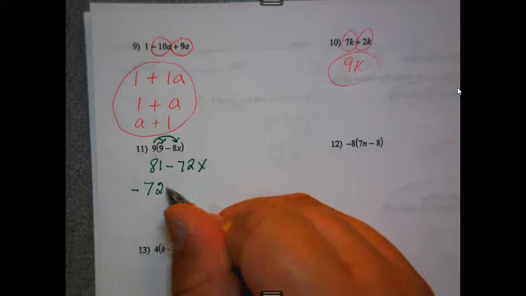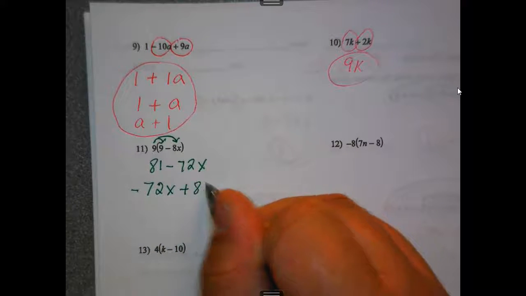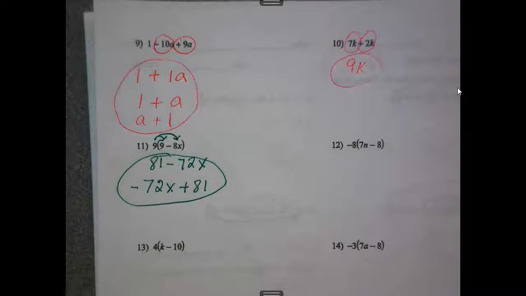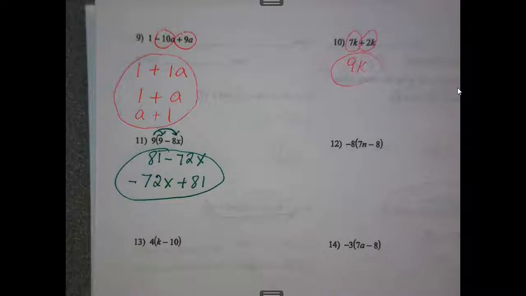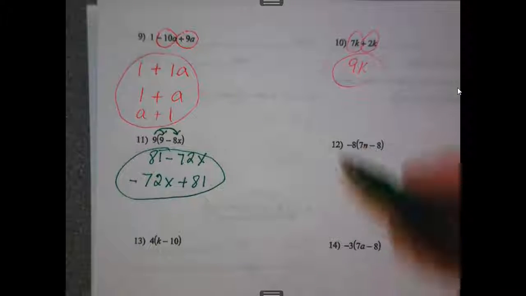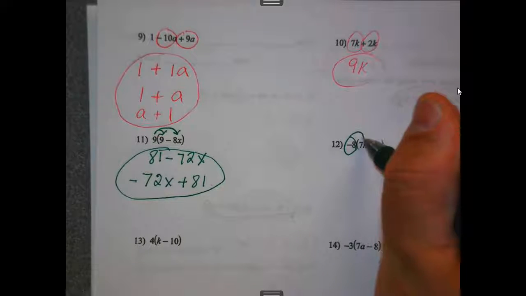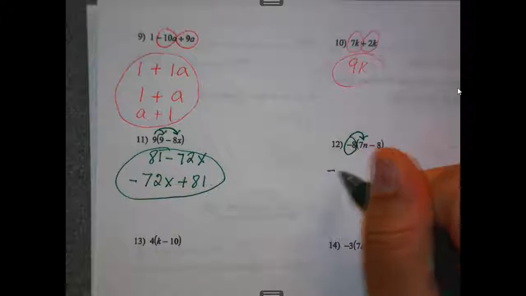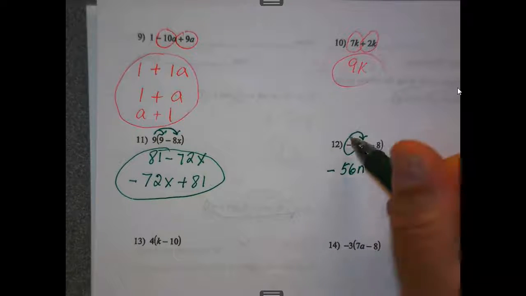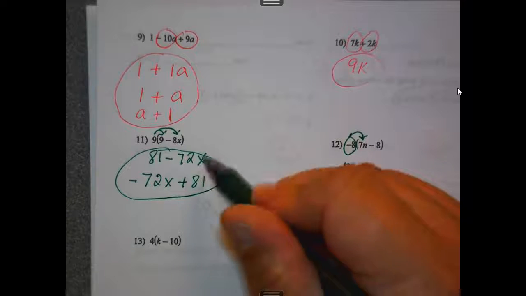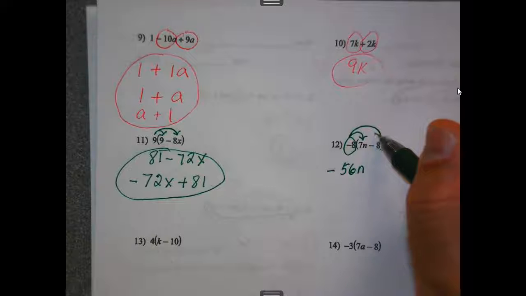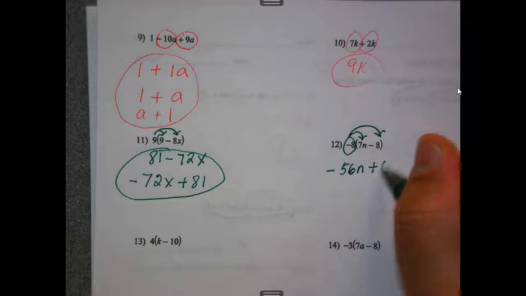So -72x plus 81. I don't care. Either way, you're good to go. Now, when we get into standard form, you're going to have to write it the bottom way. Okay, -8 times 7n. Careful, -56n, right? Yep, same answers. -8 times -8 is +64.